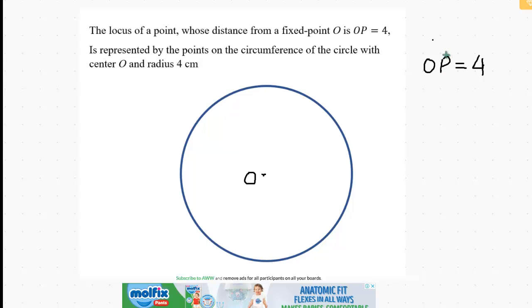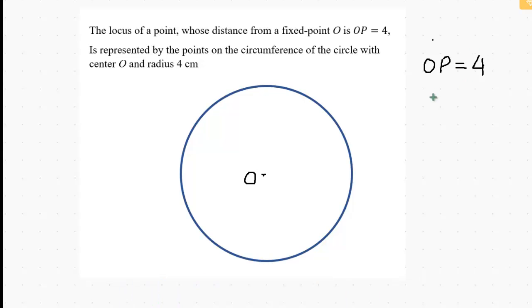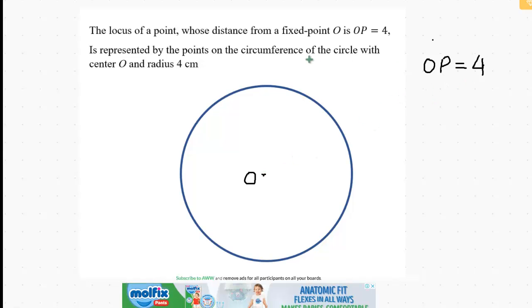In this equation, P is the moving point, O is the fixed point, and the distance of this moving point from the fixed point is 4. So this is the fixed point O, and the moving point has a constant distance of 4 centimeters. So P is moving in a locus, in a path, such that its distance from one fixed point remains constant, and that is a circle. So the locus of the point P is this circle.